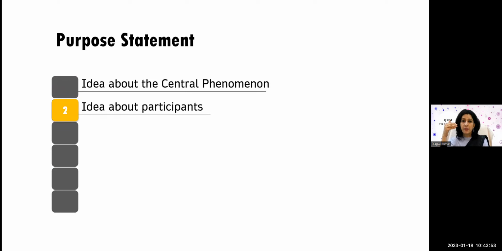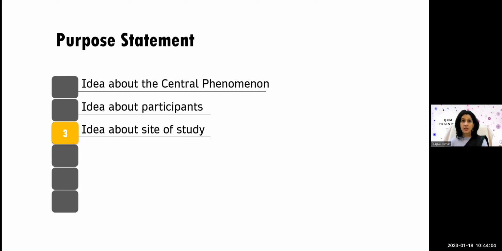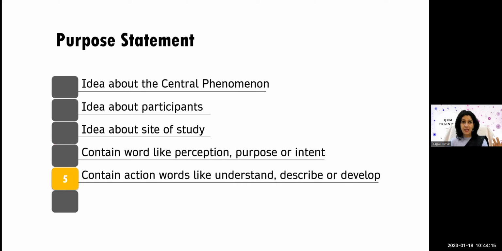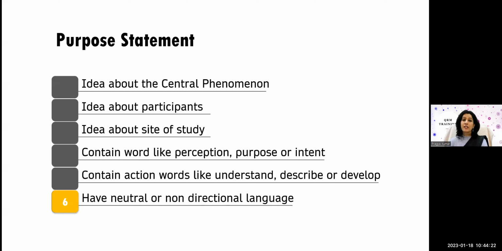So the purpose statement has a few sub parts. There should be central phenomena in your purpose statement. There should be a name or an idea about the participants. There should be an idea about the study site. What is a study site? Then it should contain words like perception, purpose. The purpose word should be there, or the intent. And then it contains action words like describe, understand, develop, and it should have neutral or non-directional language.